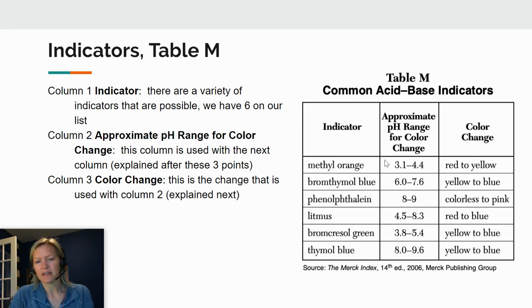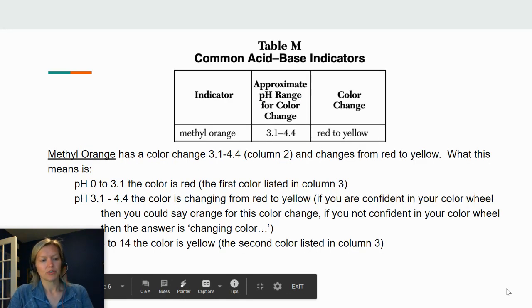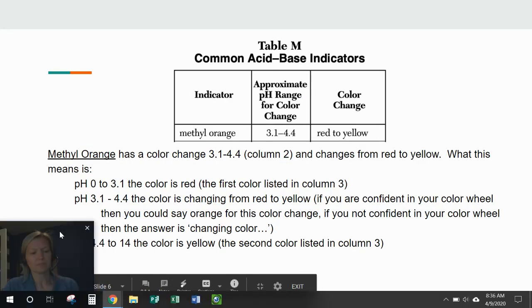And how we read this is methyl orange. It says red to yellow. So we start at red. So I could write in the word red right here. So it's red from 0 to 3.1. And then it changes to yellow during this time frame. And then it goes from yellow from 4.4 all the way on up, which is what I have written here for you.